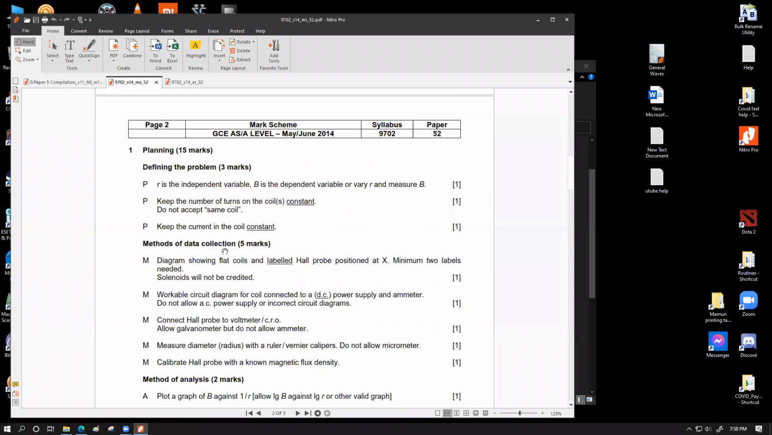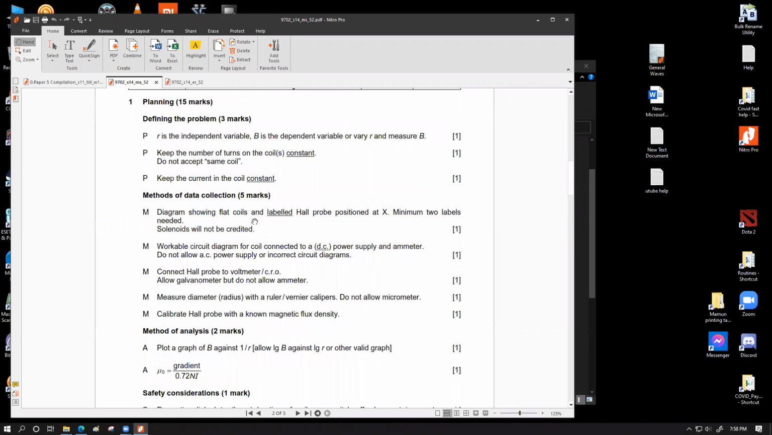Method of data collection. Diagram shows flat coils and label Hall probe position at X. Minimum 2 levels needed. Solenoids will not be created. What does that mean?